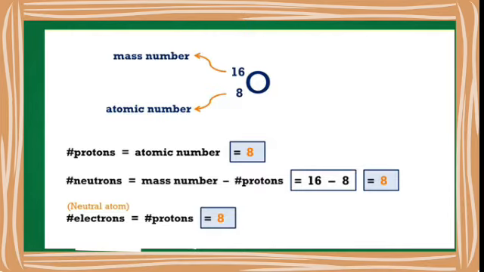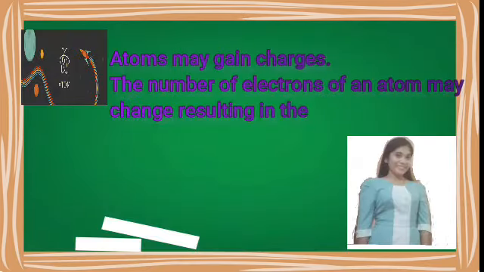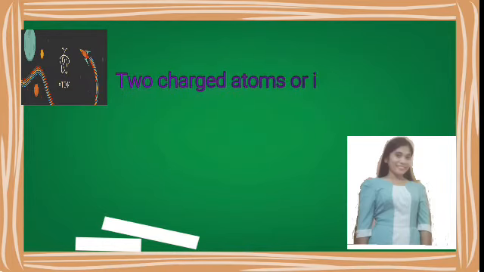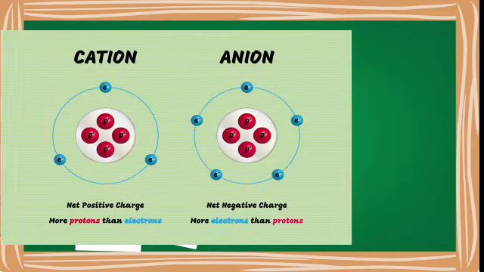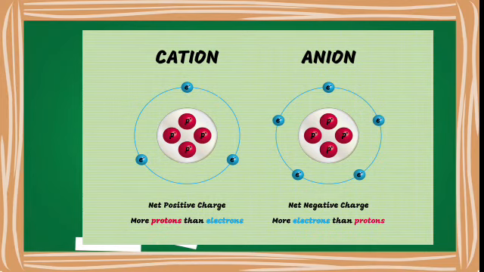Atoms may gain charges. The number of electrons of an atom may change, resulting in the formation of ions. We have two kinds of charged atoms, or ions, that depend on the number of electrons. The two charged atoms are cation and anion. A positively charged ion is called a cation, while a negatively charged ion is an anion.